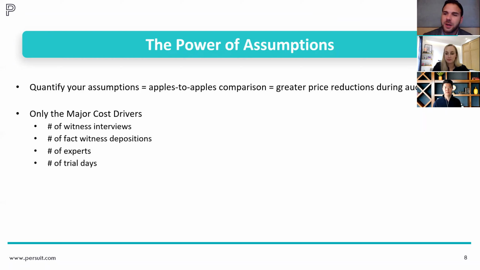But I'm going to come to Jerry. Jerry, why would I give the firms this information? Shouldn't they tell me? And also, I need the firms to start working before I know how many experts there are going to be. I don't know how many depositions there are going to be at the start of the matter. So why would I give assumptions if they're going to be wrong? What's the point of giving assumptions if they're just going to be wrong? How do we deal with that?